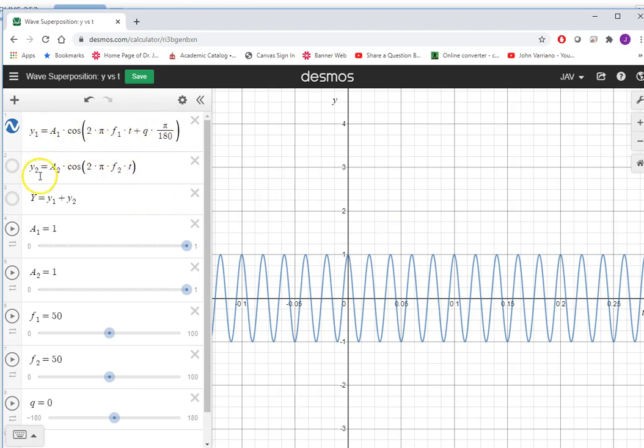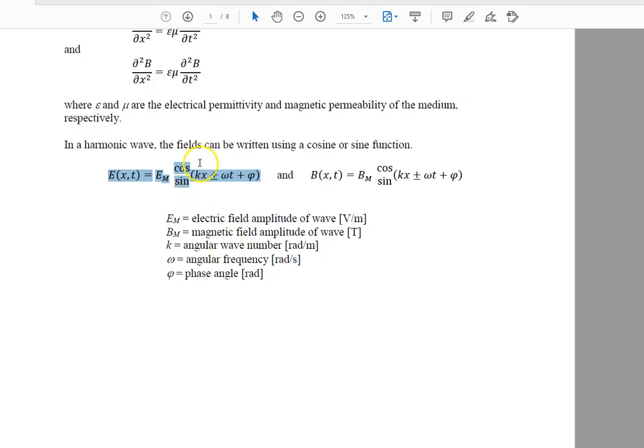I call them Y1 and Y2. And Y1 has an amplitude of A1, and then it has a frequency of F1, right? So if you notice, I'm using the cosine function. Now, if we go back here, I am taking my x to be 0, just for convenience, because I want to look at what's happening in time. So we could consider x to be 0 and still see what's happening at this point in time.